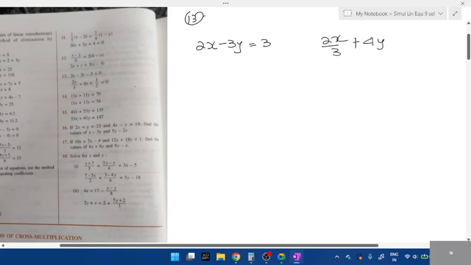4y is equal to minus 1 by 2. Entire 1 by 2 goes to the other side. Next. 2x has denominator, 3y doesn't have denominator.